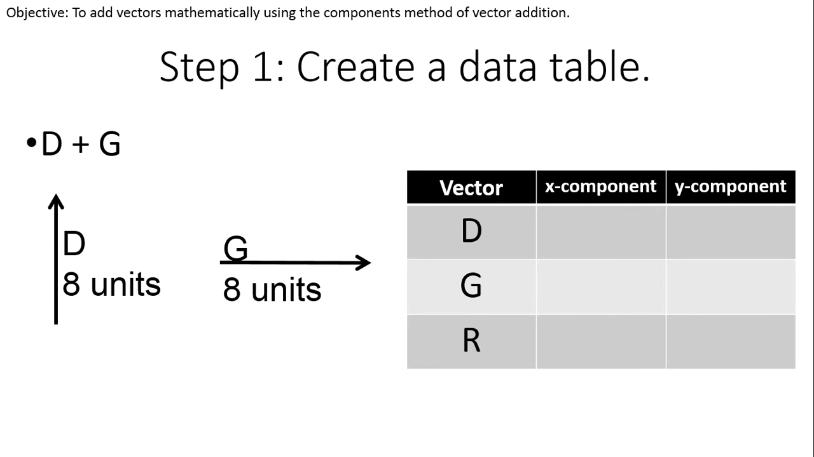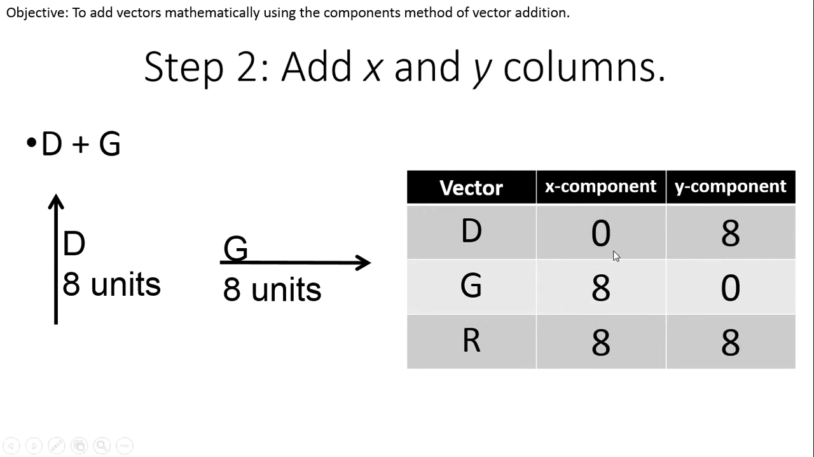So let's start here. So I've got 2 vectors. I've got D and G. D is going up and G is going over. So pause the video, add in your components, and add in each column and see what you get. Well, there you go. So we've got D, because it's going straight up, it has 0 x components, but a y component is 8. For G, on the other hand, it does have an x component, but no y component. And when I add up both of these together, what I get is an x component of 8 and a y component of 8.